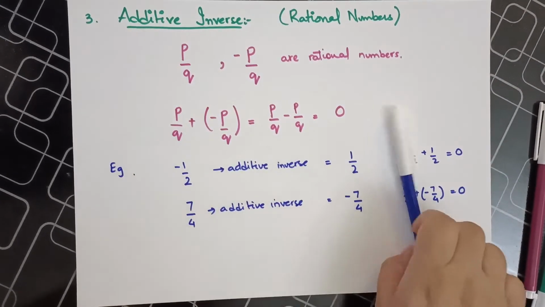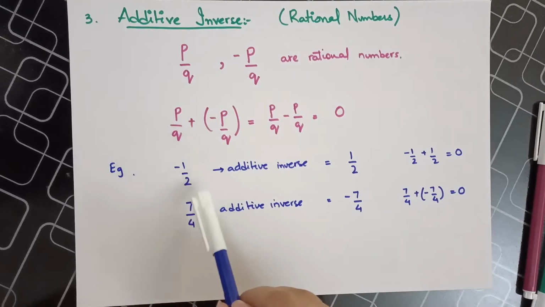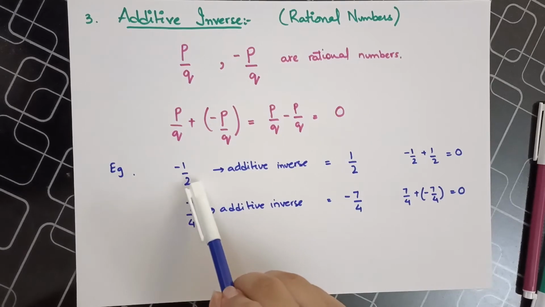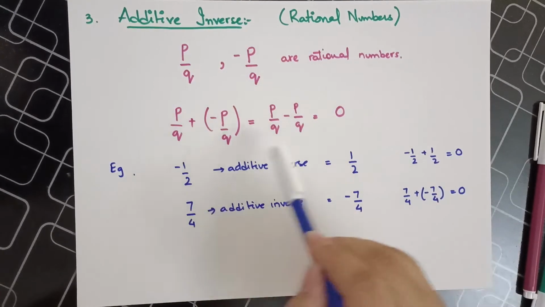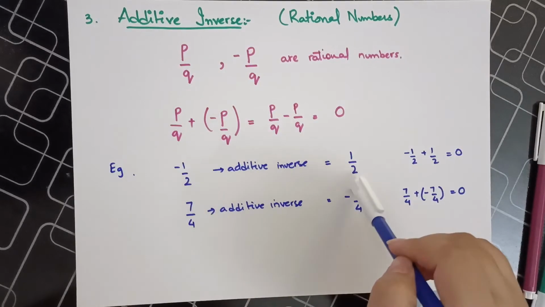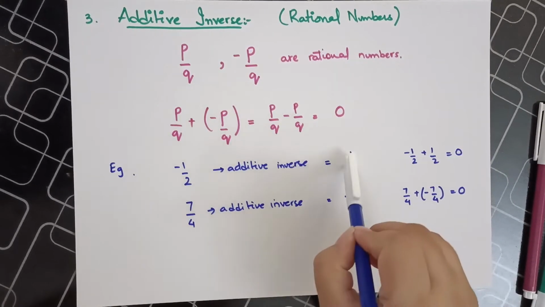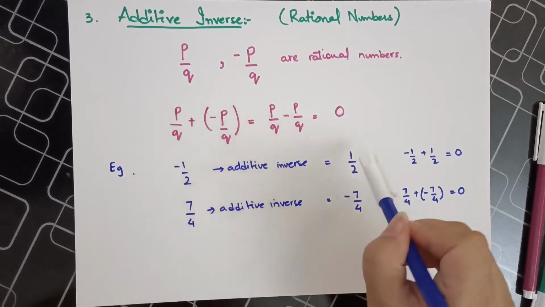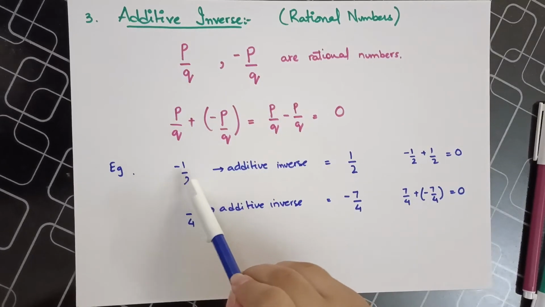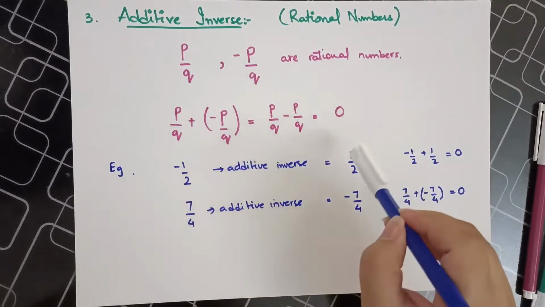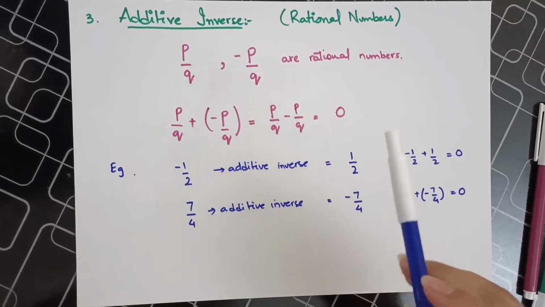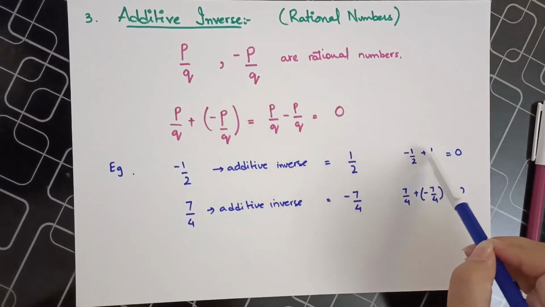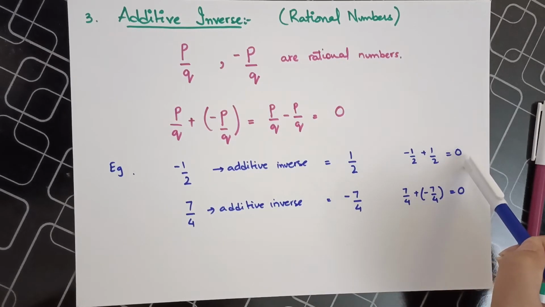Now, let's suppose we have a number minus 1 upon 2, right? So this number is 1 upon 2 and it's carrying a negative sign. Now what will be the additive inverse of this number? The additive inverse will be 1 upon 2, you write it as it is, but the sign will be changed. If this one has a negative sign, its additive inverse will carry a positive sign. Now, when you add these two together, the resulting answer will be 0, like minus 1 upon 2 plus 1 upon 2 is equal to 0.